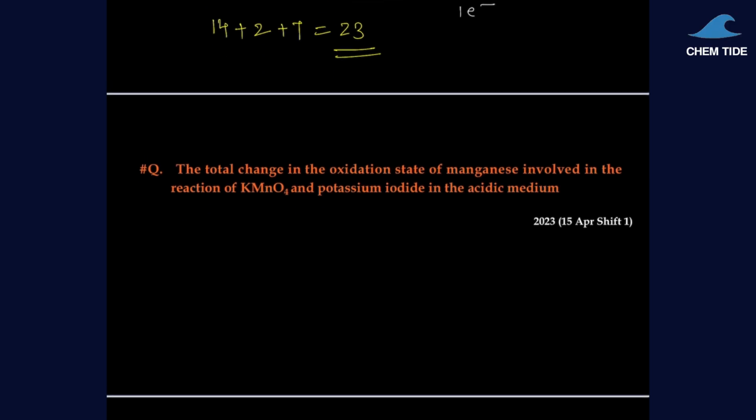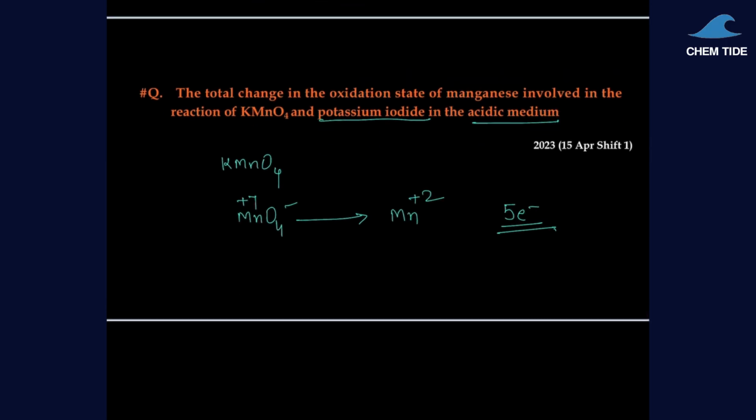Okay, let's move to the next question. The total change in the oxidation state of manganese involved in the reaction of KMnO4 and potassium iodide in acidic medium. Okay, KMnO4 means permanganate ion, and they have already given acidic medium. No matter whether they are talking about potassium iodide or any other substance in acidic medium, Mn always changes its oxidation number from plus 7 to plus 2, means 5 electrons, and that's the answer.